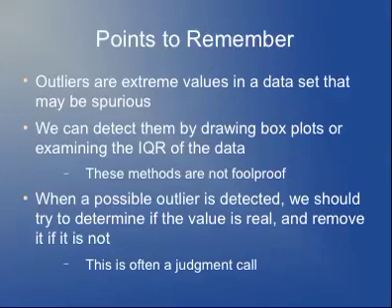So, important things to remember for today: outliers are extreme values in a data set that could possibly represent bad data, and the most common way to detect them is to draw a box plot or look at the IQR of the data, but these are just general guidelines, they're not foolproof. If you find a putative outlier, you have to try to determine whether or not it's real and remove it if you think it's wrong. More often than not, this is a judgment call.